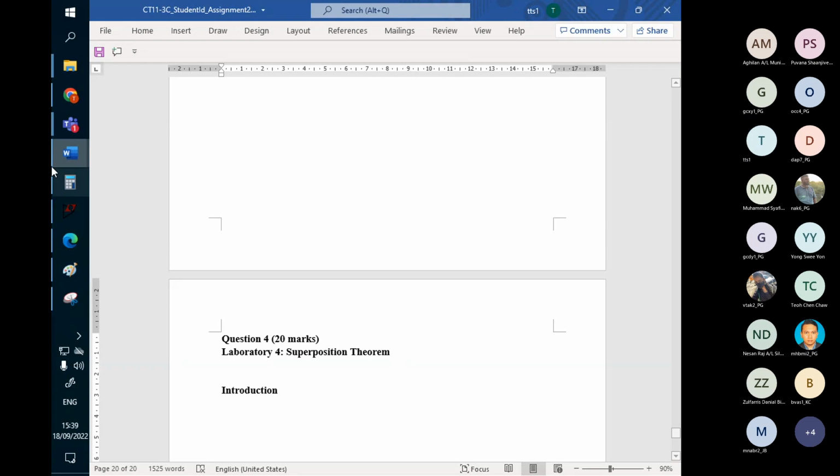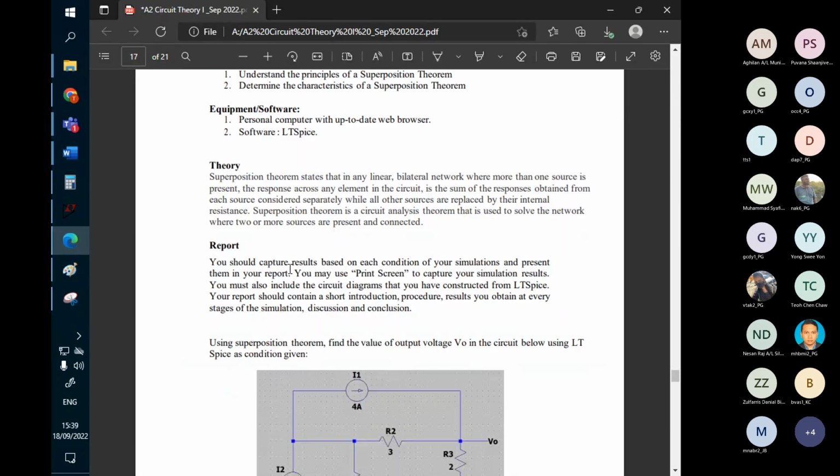Question 4. The superposition introduction is quite simple here. It says that the superposition theorem states that in any linear network, if more than one source is present, then we can... oh, this is very long, cannot put it into one sentence easily. The superposition theorem is a circuit analysis method used to solve networks where two or more sources are present at the same time. It helps you solve a circuit network with more than one source.